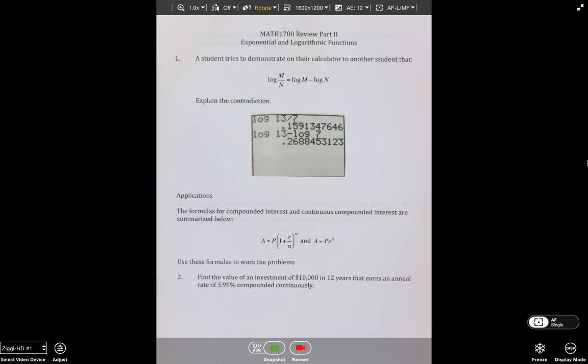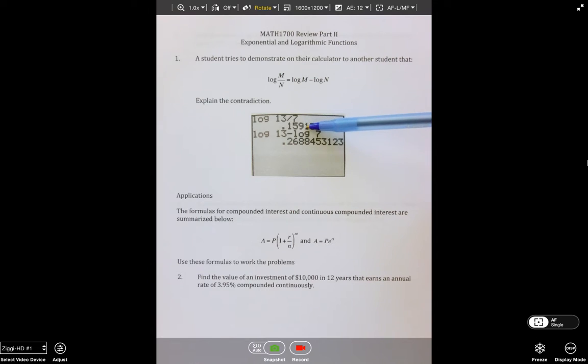This video is the second review on exponential and logarithmic functions. Let's say someone is hanging out in the math lab, which, by the way, you can go and get help. Someone was trying to demonstrate to a student that the log of m divided by n is equivalent to the log of m minus the log of n. Now, explain the contradiction. If they put the log of 13 over 7 in their calculator, and then took the log of 13 minus the log of 7, they get different answers.